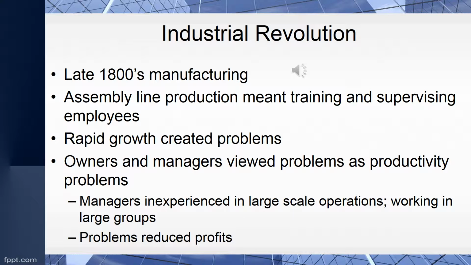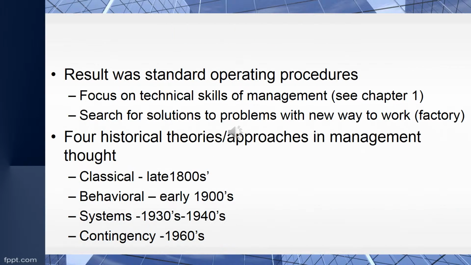As a result, the first students of management tried to figure out how to solve these production problems. Managers quickly figured out that they needed standard operating processes and procedures. Looking at the history of how people tried to solve management problems, there were four major eras. The first was the classical era, at the start of the Industrial Revolution, which began in the late 1800s.